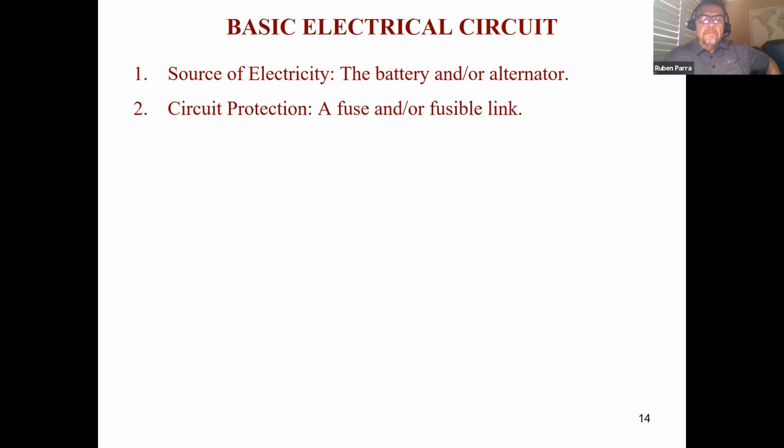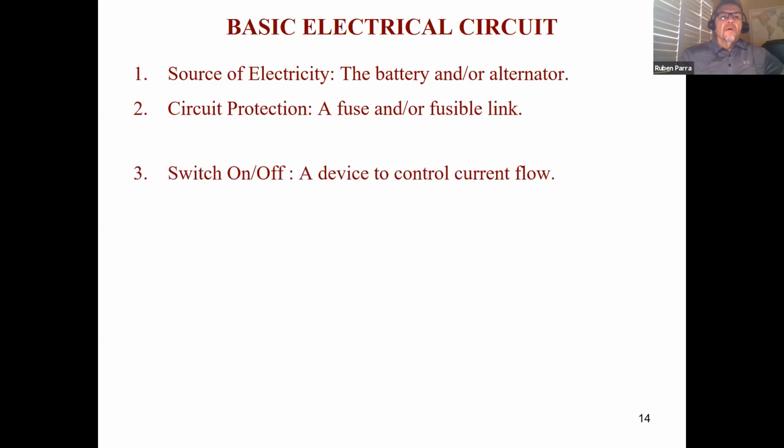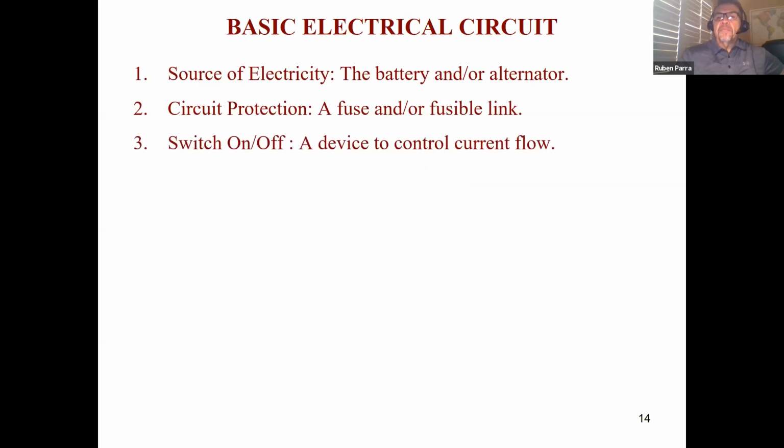But right here, we're thinking about an automotive circuit, right? Something that's actually in use. So yes, we have to have a power source. In the case of an automobile, we have a battery or alternator after the vehicle is running. We have circuit protection, a fuse or fusible link. We have a switch, right? Typically we have something to turn it on or off, a control.